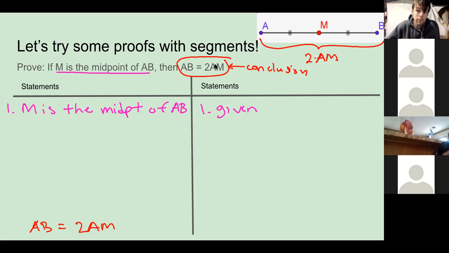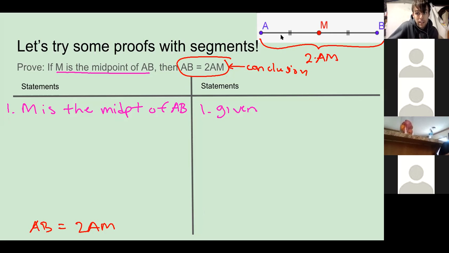I said I want to focus on the planning. So I'm going to write some ideas that we can look at and see if they get us anywhere. The first thing that I notice is our conclusion involves an equation. So at some point here, I don't start with an equation, but I need to end with one. At some point, I need to introduce an equation that involves both AB and AM.